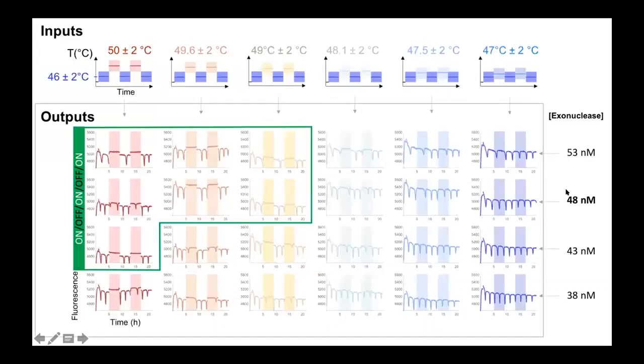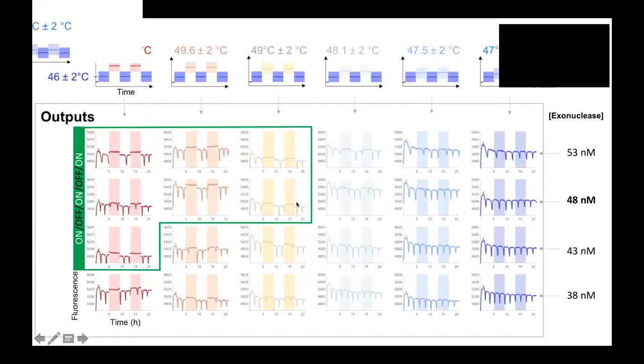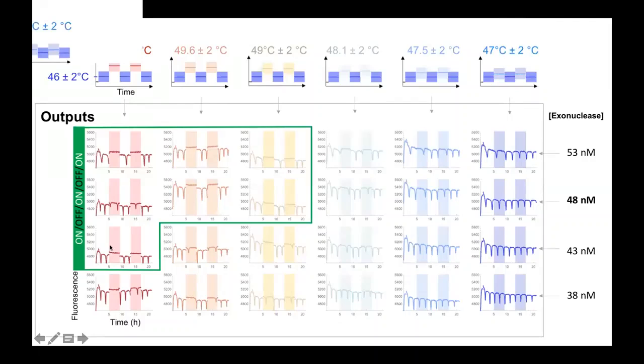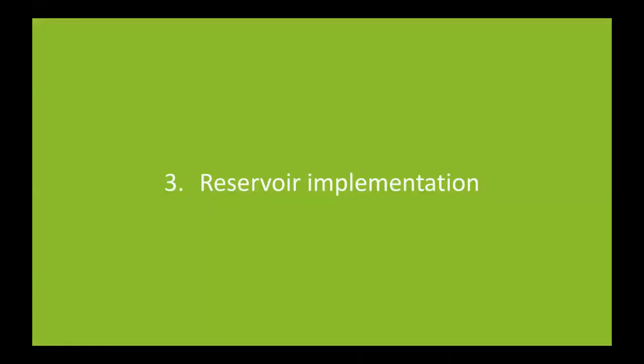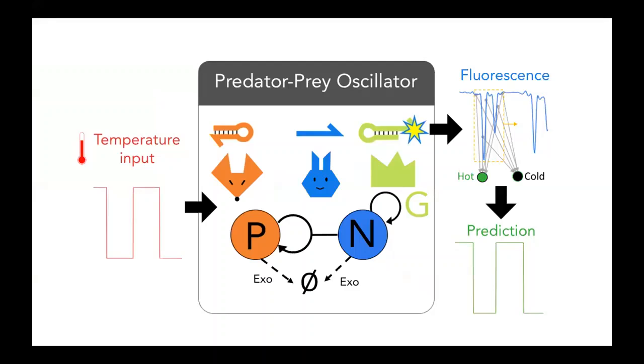And we did that for different concentrations of exonuclease and different off temperatures. And we found a zone where we can turn our system on and off many times. So we took these conditions for our reservoir. So to go back to where we started, we now have a system, a predator-prey oscillator, which we can turn on and off by using temperature.